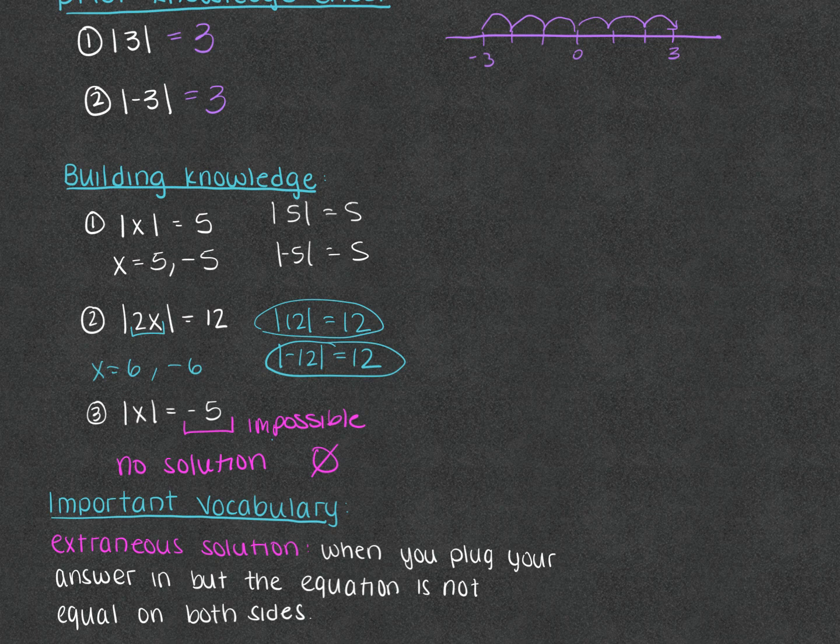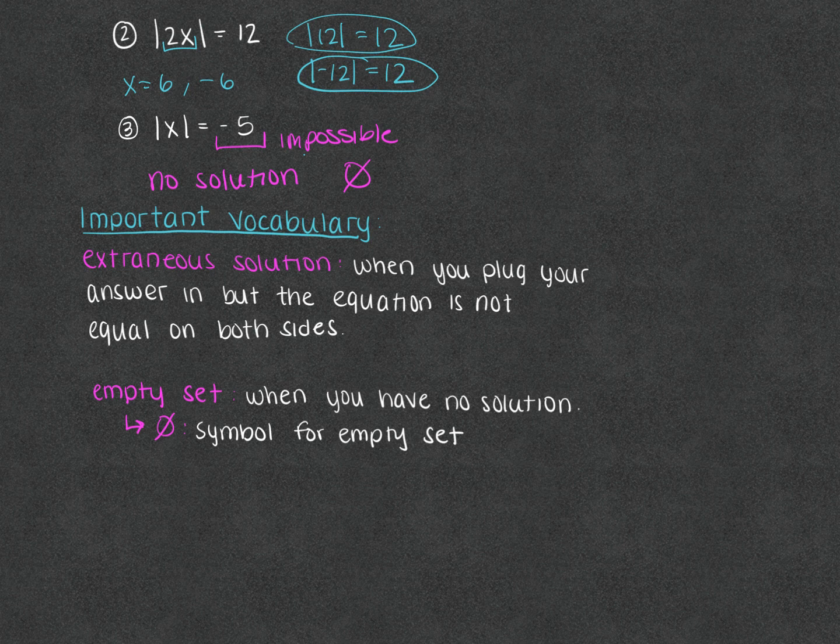Okay. So before we move on to doing some more difficult problems, let's go over a little bit of vocabulary. So 2 main words, extraneous solutions. You can think of this like extra solutions. So when we do absolute value equations, we always need to plug our answers back in and make sure that it works. If it doesn't work, if when you plug the answers in, you get different numbers on both sides of the equation, then it's an extraneous solution, and we're going to cancel it out. And we're going to talk about that in a little bit. And then empty set we just talked about. Empty set is another way of saying no solution, and we can use this symbol. So it just makes it easier to write. Okay?